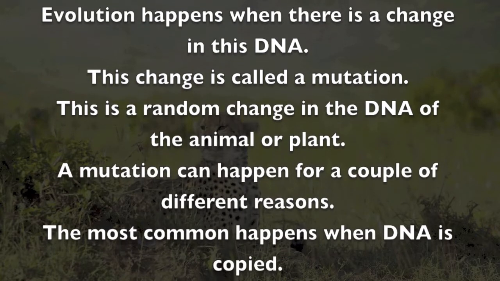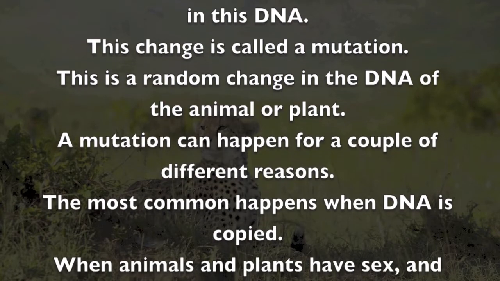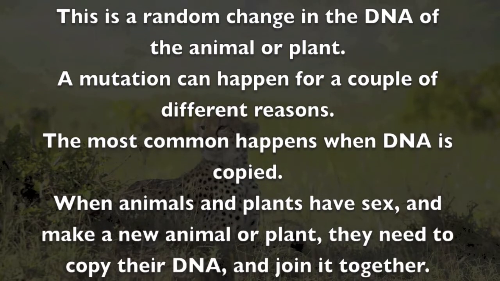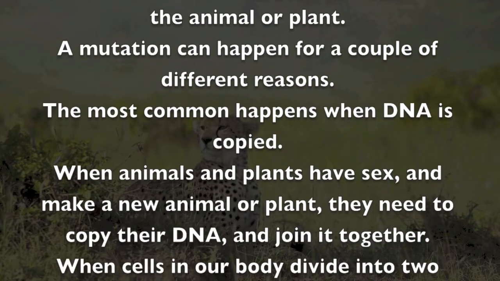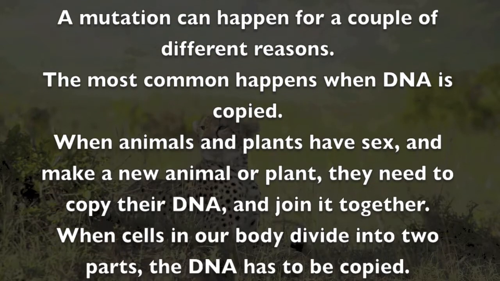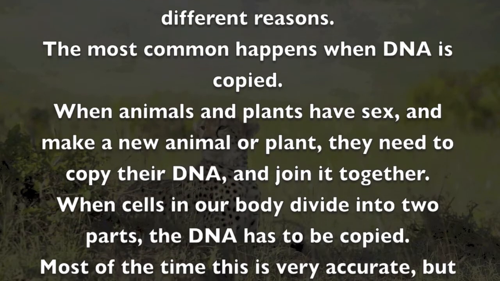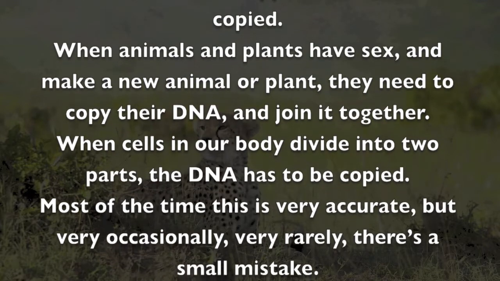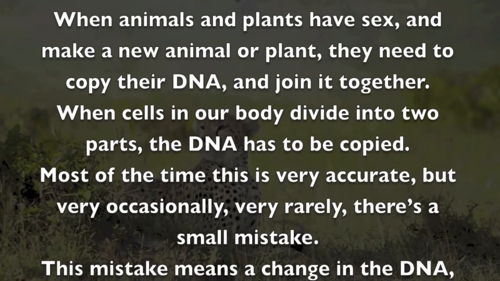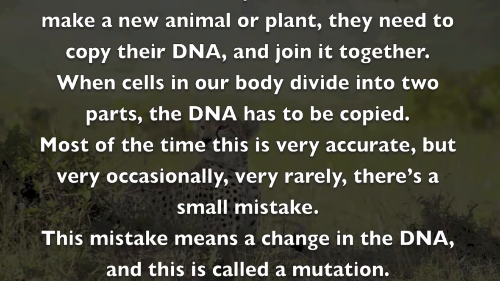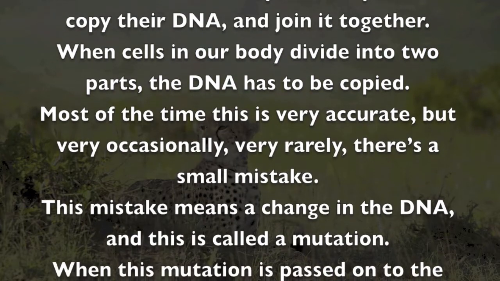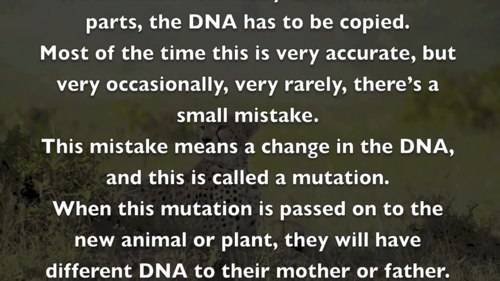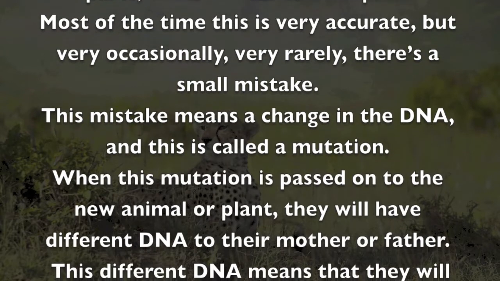A mutation can happen for a couple of different reasons. The most common happens when DNA is copied. When animals and plants have sex and make a new animal or plant, they need to copy their DNA and join it together. When cells in our body divide into two parts, their DNA has to be copied. Most of the time this is very accurate, but very occasionally, very rarely, there's a small mistake. This mistake means a change in the DNA, and this is called a mutation.